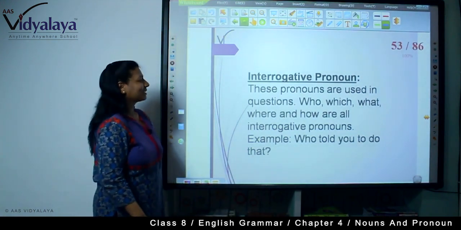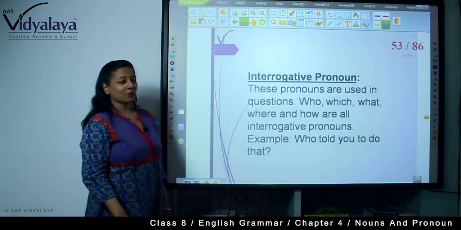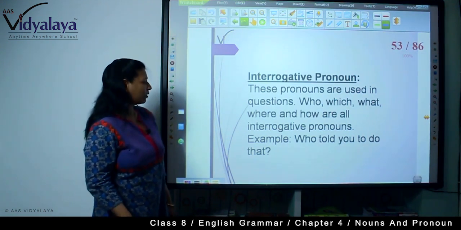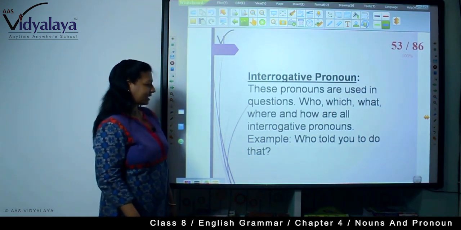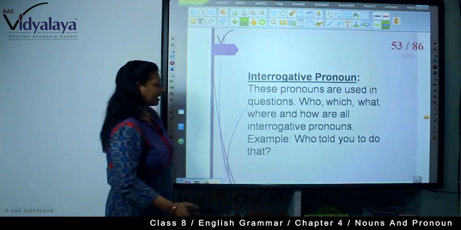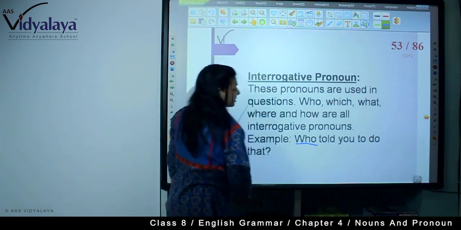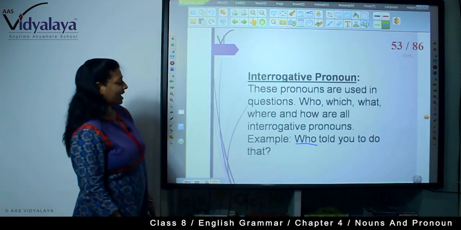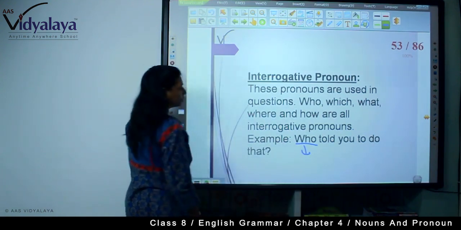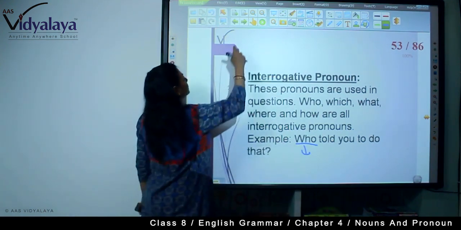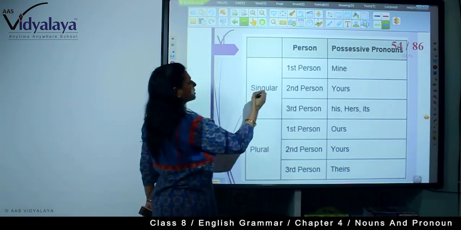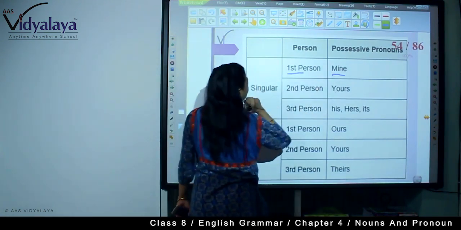Interrogative pronoun. These pronouns are used in questions. Who, which, what, where, and how are all interrogative pronouns. Example, who told you to do that? Right? Instead of saying any proper noun, we are using the pronoun who. Who told you to do that? Interrogative pronoun.